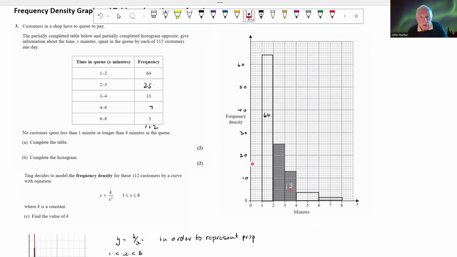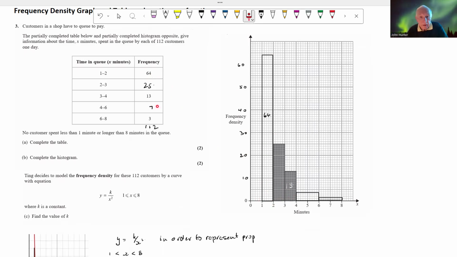So if that's 13, this is 64. So we've got to expect a height of 64 on this. That means the ratio of these two numbers is 64 to 13, and the ratio of these two areas is 64 to 13.